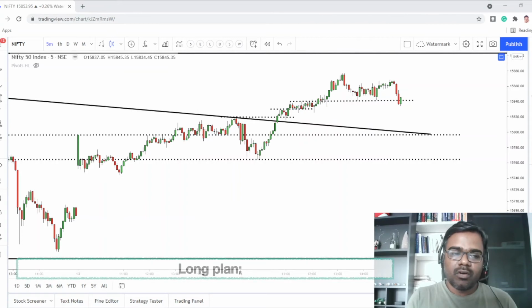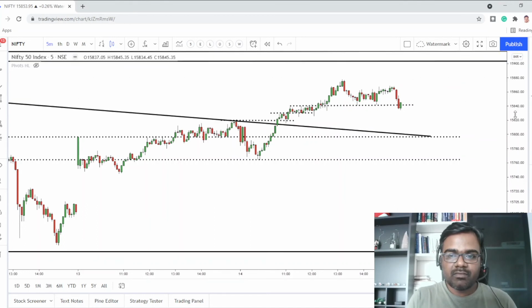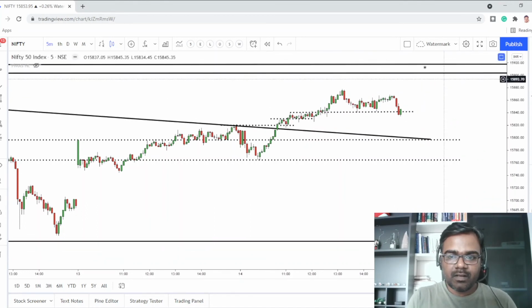So what's the plan for long? The plan for long is if we open flat tomorrow, or mildly positive or mildly negative, around the range of 15850, 15830 levels, then I would go long with a stop at 15825 over here, right? That's the first plan. The other long plan is if we gap up above 915. If we gap up right above 915 over here, then we have crossed that major resistance which was there for many weeks. Then also you can go long with a stop at 15870, and we can trail the stop as and when we head higher.